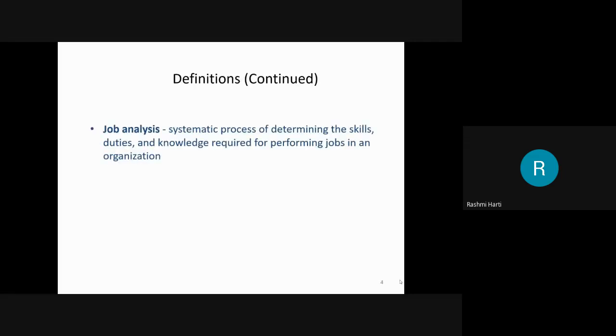Okay, now moving on to job analysis. What exactly is job analysis? As I said, a job is nothing but a group of tasks which are to be performed in a particular job.